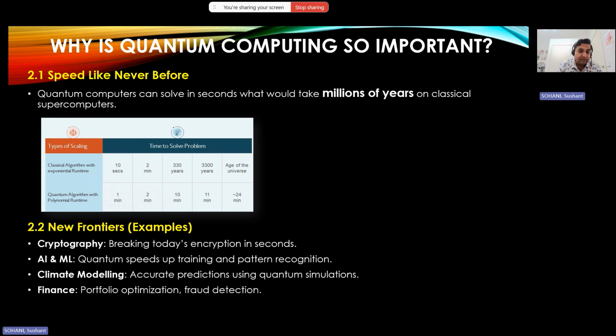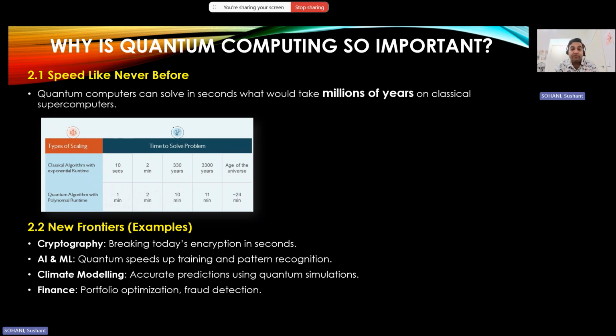Let me try to explain this to you. Small tasks like 10 seconds may take 1 minute or 2 minutes, but for something like 330 years, quantum computers can do it in just 10 minutes, or 3,300 years, a very long time. Something which you thought would take ages on classical computers is possible in just 11 minutes on quantum computers. This is just to show the difference. In reality, in multiple applications, these numbers can vary.